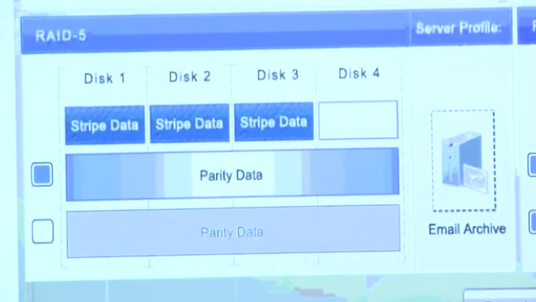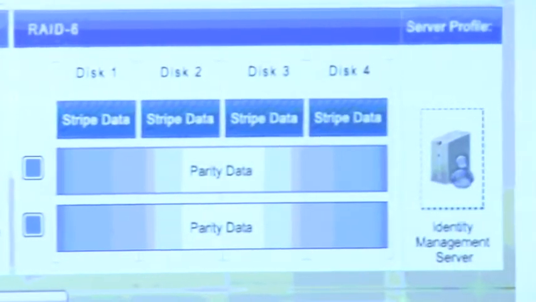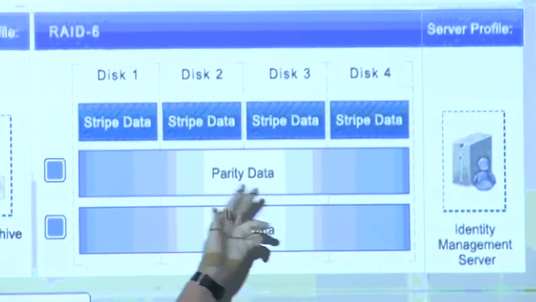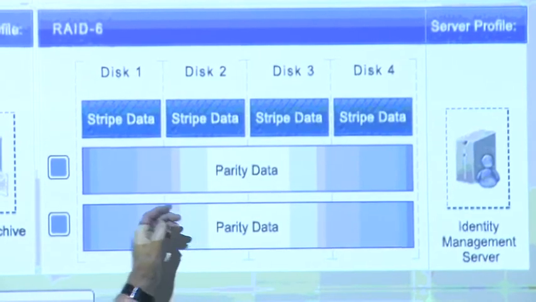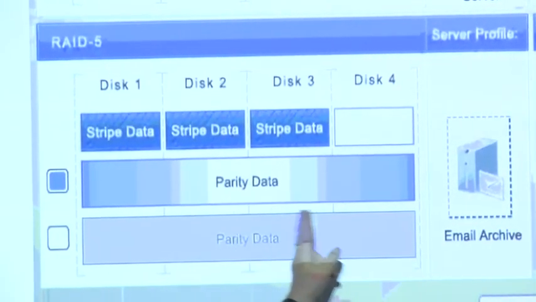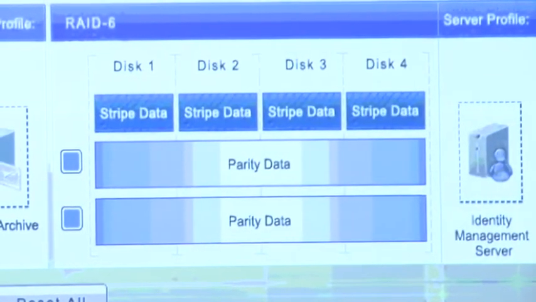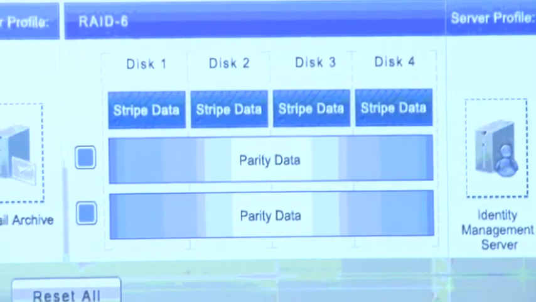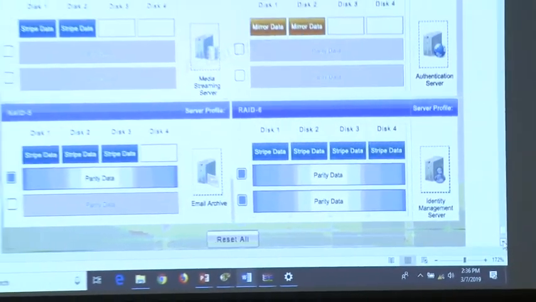Back over here in RAID 6, this is my identity management server. I've got 4 drives doing striping plus 2 parities. Over here we only have the single parity because I can only lose 1 drive at a time. Here I can lose 2 drives and rebuild that. Okay? This is the type of hands-on that you might get. It's a good probability that you'll get this one on there. Okay?